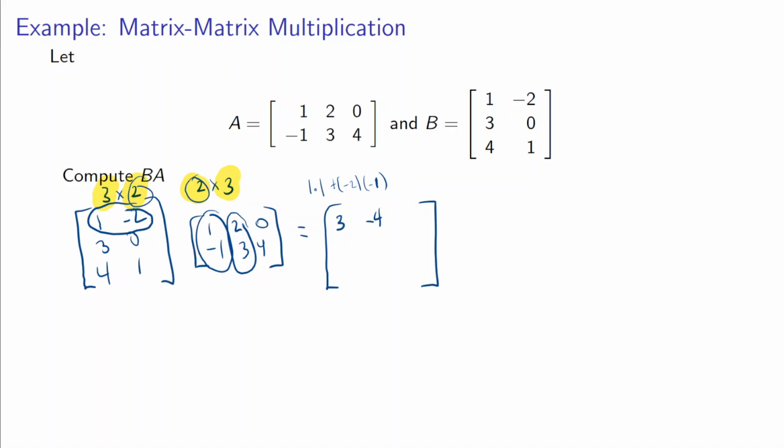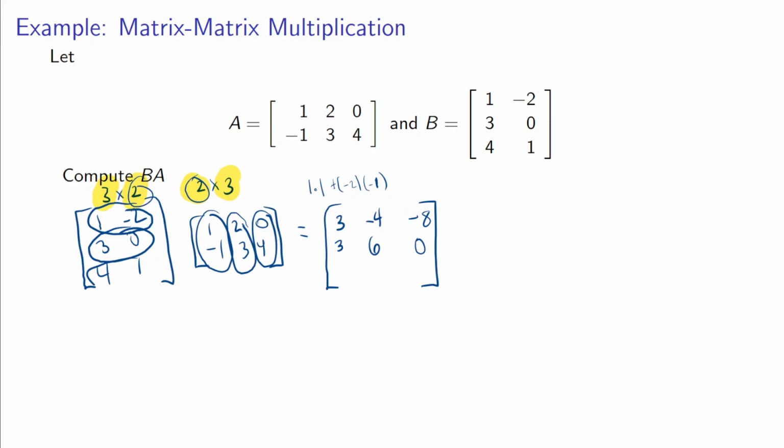The first row, third column, we're going to take that 1, -2, and multiply it by the 0 and the 4, so that'll be a -8. And then we can proceed. So our second row, first column, we'll go to the second row of the first matrix, first column of the second matrix. 3 times 1 plus 0 times -1 gives us a 3. And then 3 times 2 plus 0 times 3 is a 6. And then 3 times 0 plus 0 times 4 is a 0.